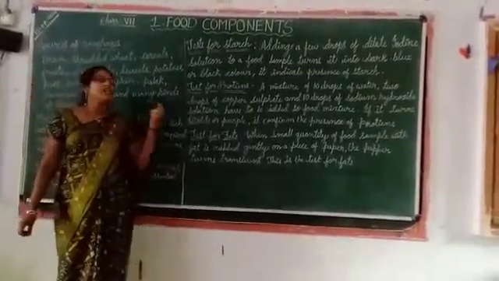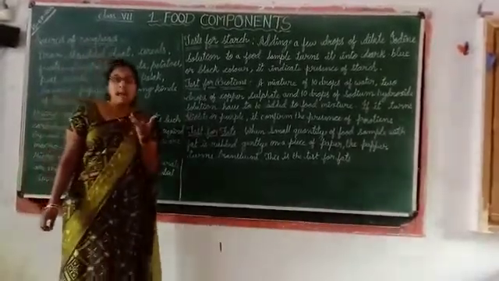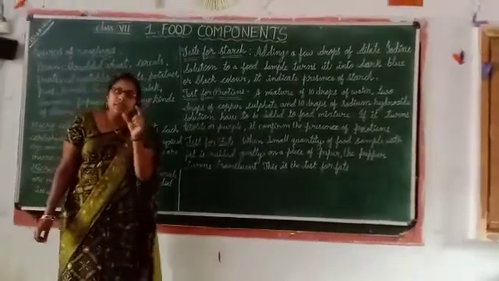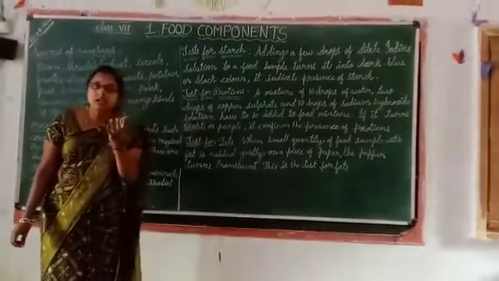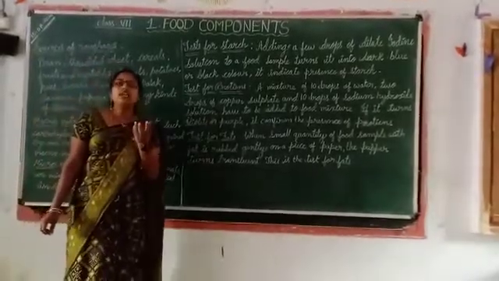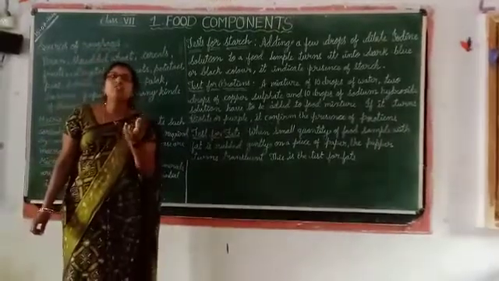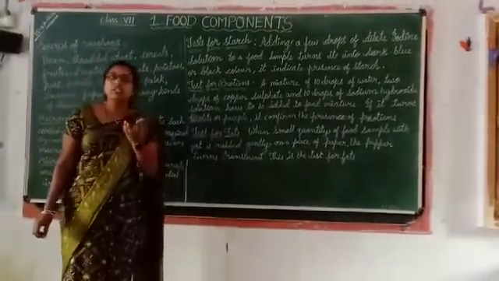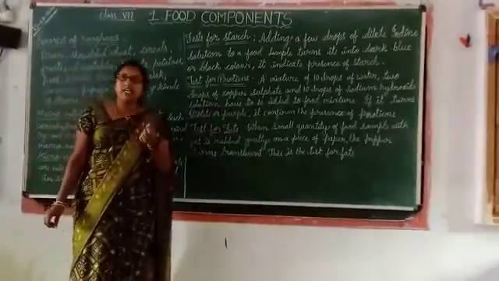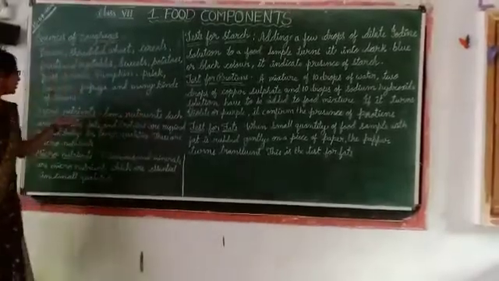See children, the fiber means, for example, if you take one apple, okay, fruits, the outer peel contains nutritious fiber. So while we are eating, we should not remove the outer layer. Without removing the outer layer only, we have to eat the food. Then only our food will be digested easily. Okay children? So now we are going to learn about the nutrients.